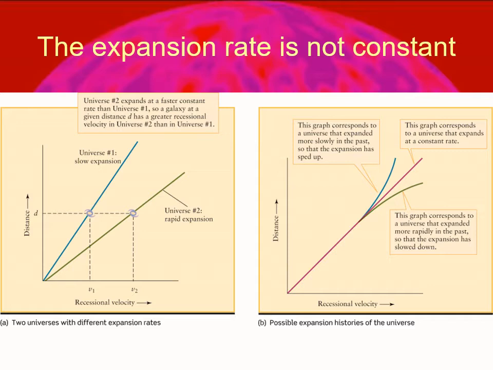But the way we look at this is if you have lower density, so less gravity, that makes the universe expand faster. Higher density makes it expand slower.